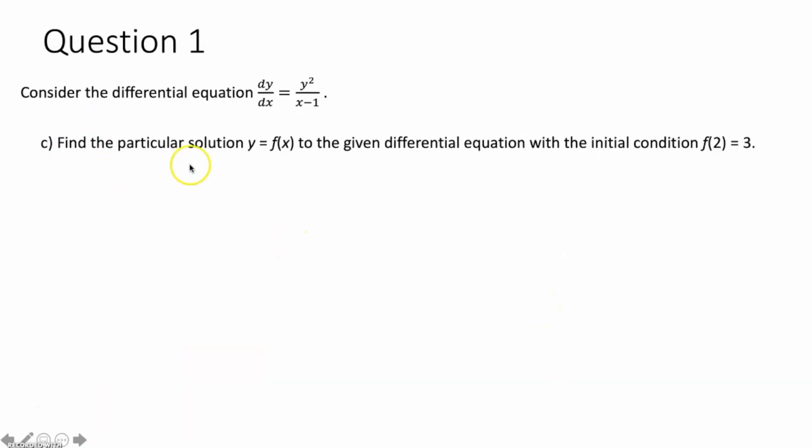Now part C says find the particular solution y is equal to f of x to the given differential equation with the initial condition f of 2 equals 3. So now we're here. We made it. This is where it wants you to solve this given differential equation. So let's go through our steps.